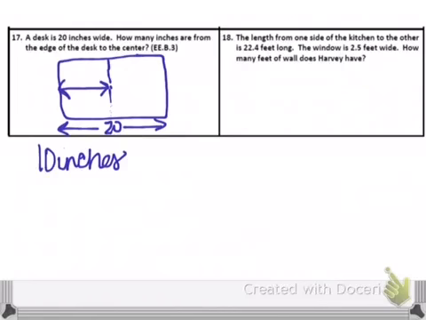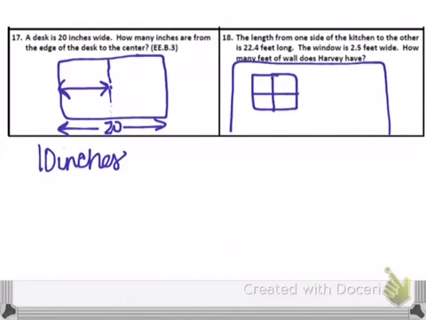Number 18, the length from one side of the kitchen to the other is 22.4 feet long. The window is 2.5 feet wide. How many feet of wall does Harvey have? So if we sketch this out and you say, okay, here's how much wall you have, and then it says you've got a window that's 2.5 feet wide, so we'll just pretend that there's our window.